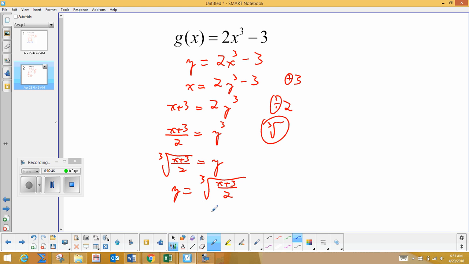And then I have the answer. So I'm just going to indicate the answer up here. g inverse of x is the cube root of x plus 3 over 2. Okay, so there's the function, there's its inverse.